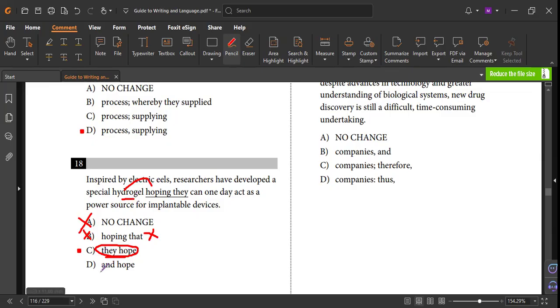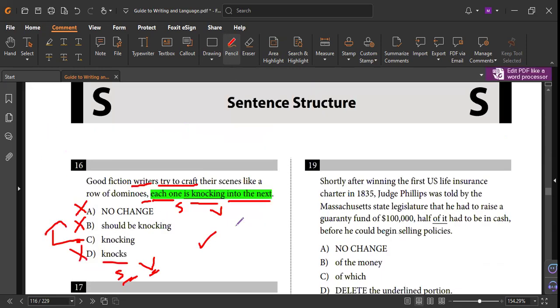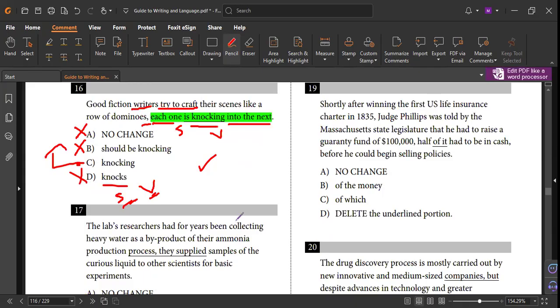Imagine if you make it letter D, you will make it compound. So you want to say researchers have developed, and researchers hope can one. So what is the object of hope? Hope what? Hope can one day act as, no. So D is wrong. That's right. How about 20? 19 is D.